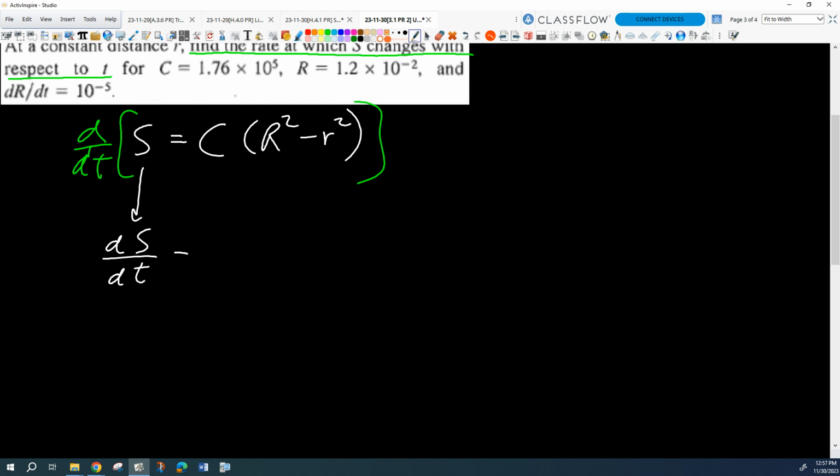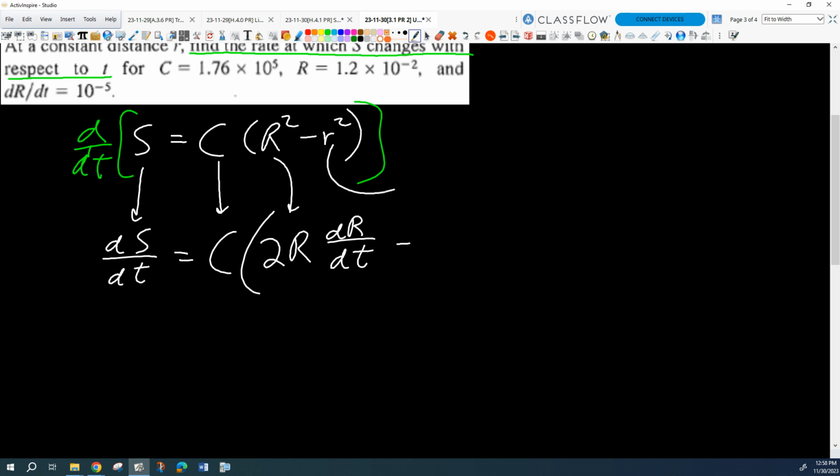Okay, how about on the other side? Well, this is a constant, right? So that's going to stay out front. What's the derivative of r squared with respect to t? 2r, r prime. And r prime is just dr dt. I'll write it as an actual derivative this time. Minus, what's the derivative of little r squared? 2r dr dt for little r?